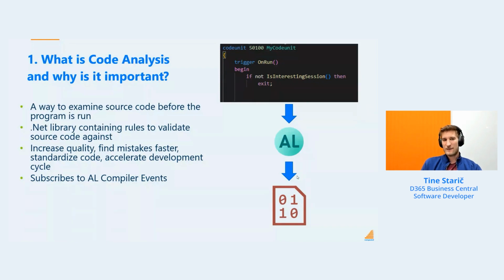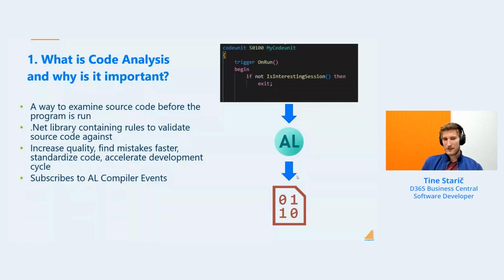It's a way to examine source code before the program is run, before it's ever published to the Business Central environment, and before it ever gets to the review process. Technically speaking, it's a .NET library containing rules to validate source code against. Essentially, it's a bunch of rules written in C#, and when the compiler does its magic with our syntax in AL, it checks if any of those rules are invalidated, and then it throws a warning.